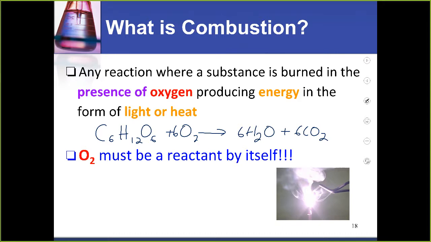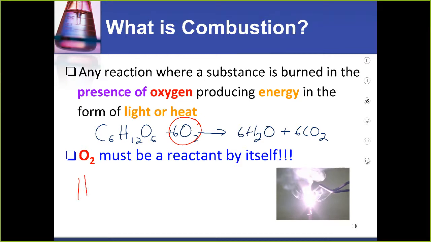If every single glucose molecule in your body released all of its energy at the same time, that would be a lot of thermal energy released. That's a combustion reaction there. See over here how oxygen is a reactant in the equation alone. That is an indication that it's combustion.